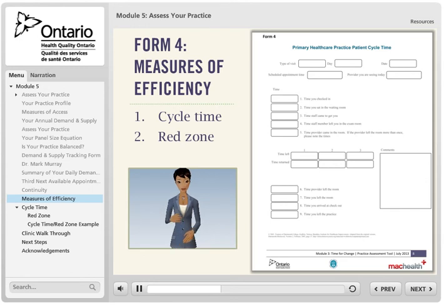There are 2 different measures your team will use to guide your efficiency improvements: cycle time and red zone time. Cycle time measures the amount of time the patient is at the office for their appointment. It calculates the amount of time between the scheduled appointment time and the time the patient is walking out the door. Red zone time is the percentage of the cycle time spent in face-to-face contact with a member or members of the healthcare team. The data for these measures is collected on Form 4, the Primary Healthcare Patient Cycle Time form, found in the Practice Assessment tool.